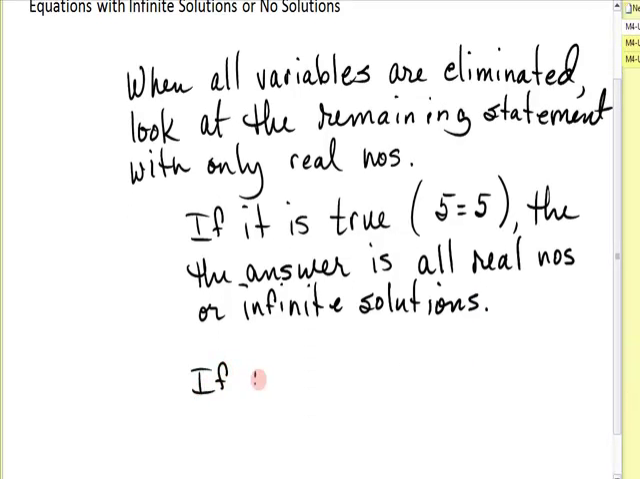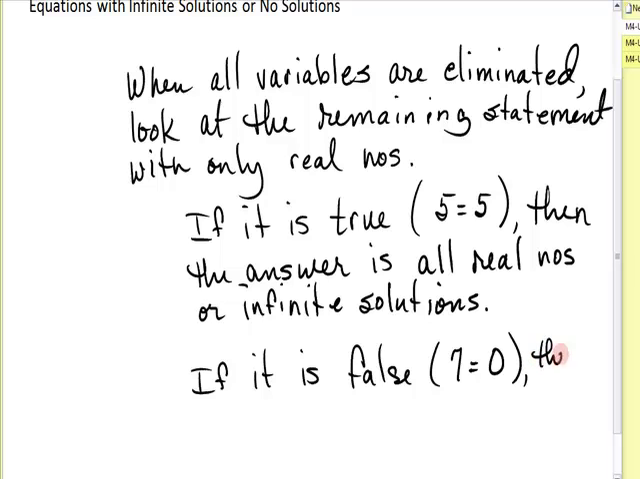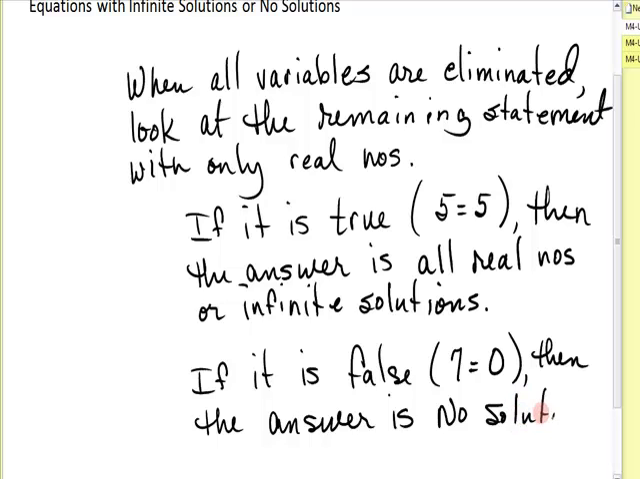If it is false, for example, 7 equals 0, then the answer is no solution. Okay, so now we're going to look at that with some more problems.